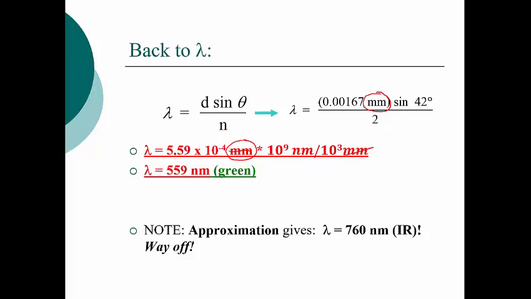If I use the approximation here, I would get 760 nanometers. That wouldn't make sense because that's in the infrared, and I wouldn't be able to see that line. It's also way off because my angle was 42 degrees, so the sine of 42 degrees is not close to the tangent of 42 degrees.